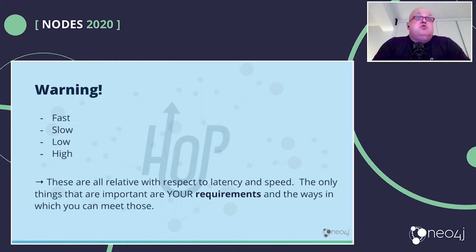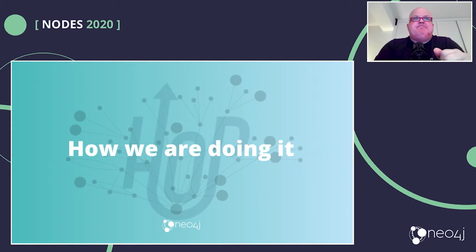Now, as a first warning, fast, slow, low, or high, those are all relative things. And in fact, in today's setup, I went out of my way to make things as slow as possible to make it kind of interesting, obviously. And so how are we doing this?